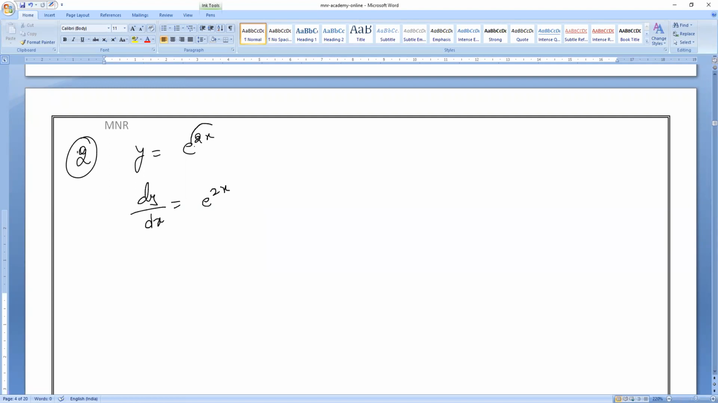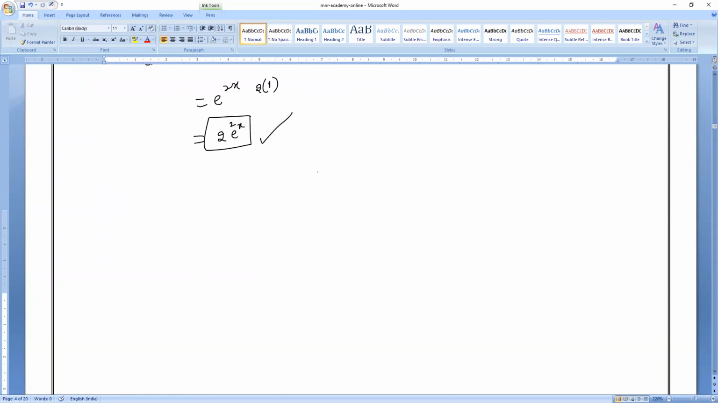Again, chain rule means what? For this one, separately we apply the differentiation. So what will come? e power 2x, differentiation of 2x. What will come, everybody? Differentiation of 2x, what will come, brothers? 2 is constant. So dx by dx is what? 1. What will come? 2 into e power 2x. Yes or no? Everybody understand this? That is what is called the chain rule. Okay. Next question you solve, you will understand very easily.